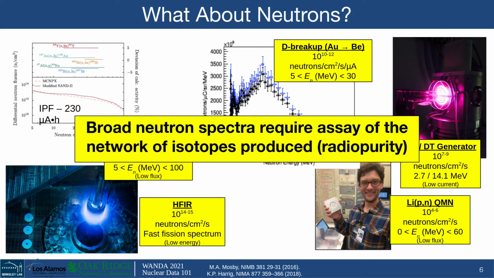However, one common aspect for many neutron production routes is the fact that broad neutron spectra inherently produce a wide variety of different radionuclides, and as a result, these sources require a very thorough assay of not just the radionuclide of interest, but the entire network of isotopes that are produced, especially so for reactor production.